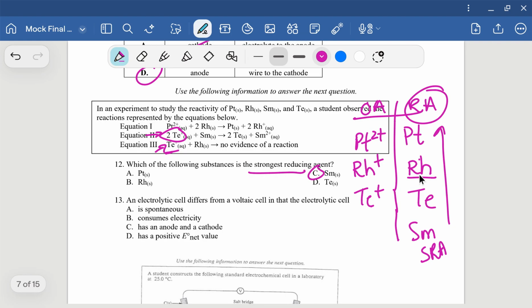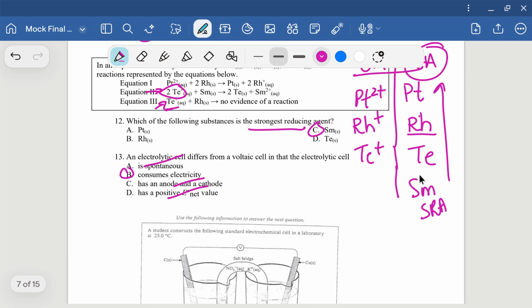Number 13 is just a theory question. In an electrolytic cell, it differs from a voltaic cell in that electrolytic cells are not spontaneous. They do consume energy. They both have an anode and a cathode, and they would not have a positive value. So that one is B.